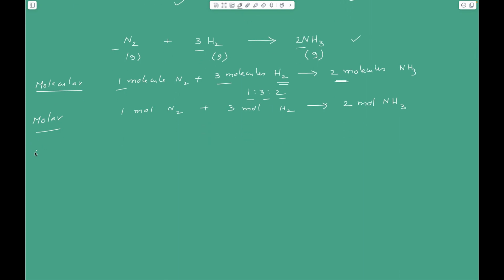Now, what is the mass representation? You know, 1 mole of nitrogen is approximately 28 grams. So 28.0 grams of nitrogen reacts with 3 times 3 moles, right? 3 times 1 mole, and 1 mole of hydrogen is approximately 2 grams. So 3 times 2.0 grams of hydrogen. These two combine to produce 2 times 1 mole of ammonia. 1 mole of ammonia weighs approximately 17 grams.